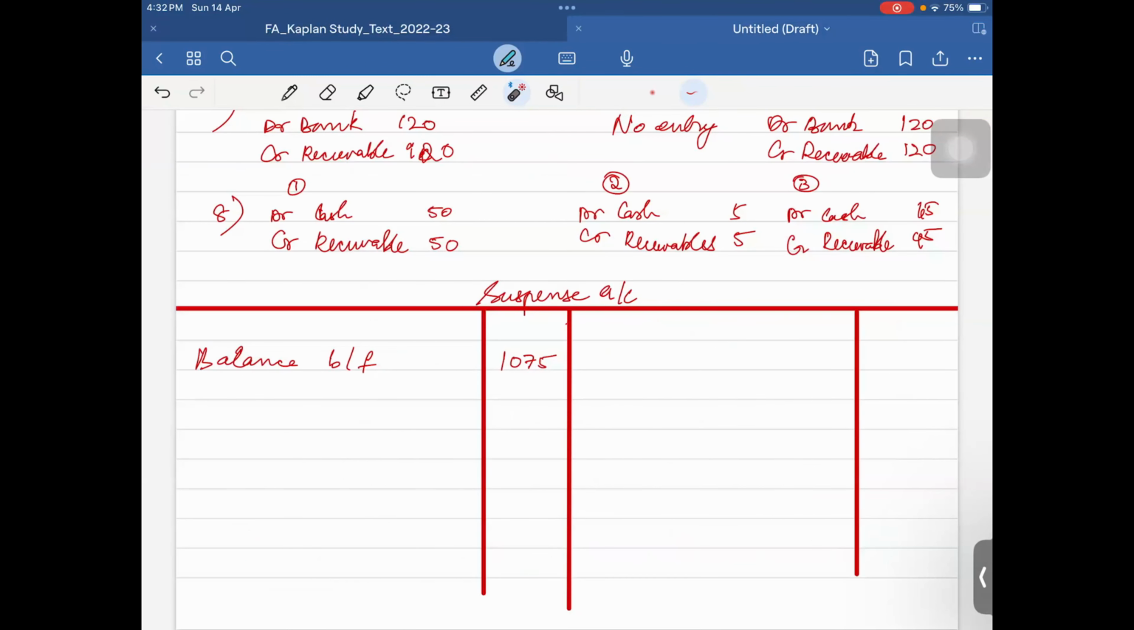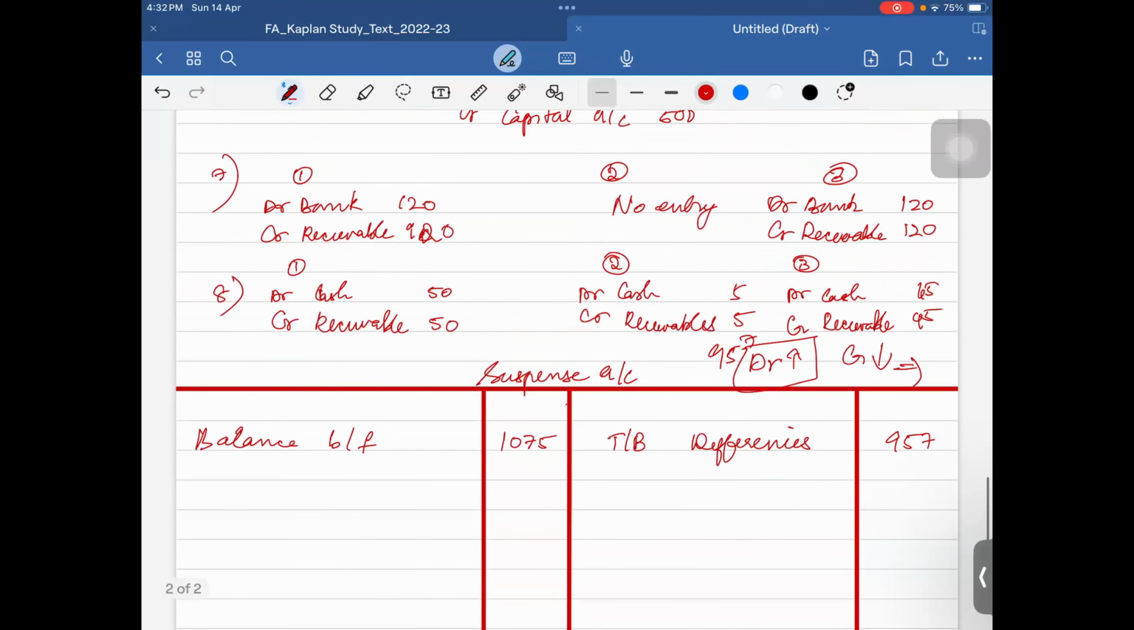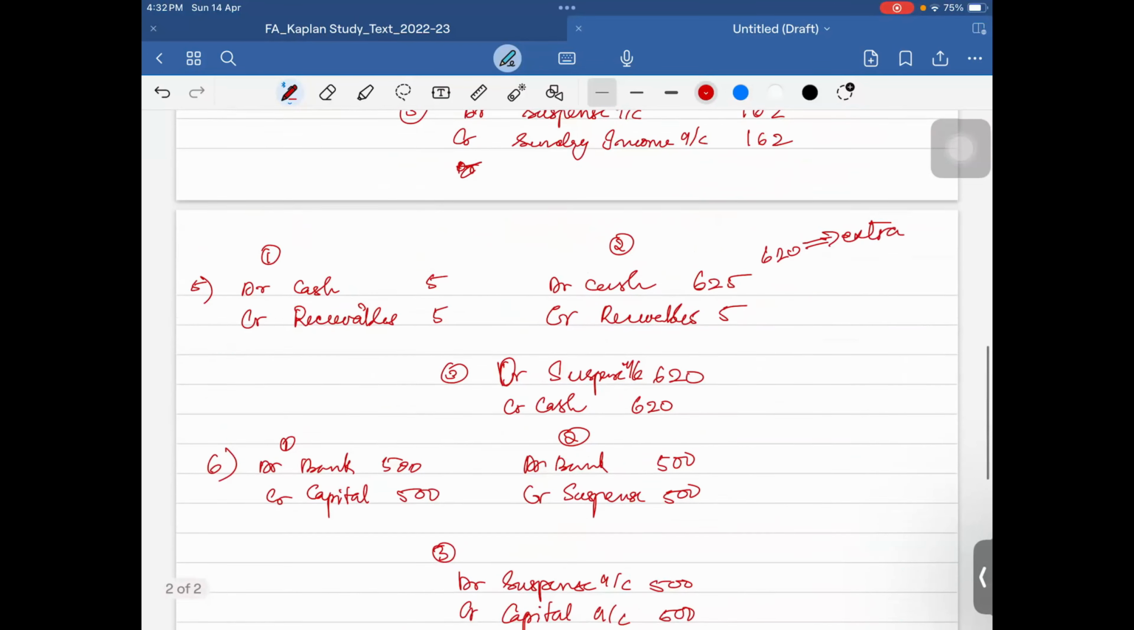So that particular balance would be taken here. Trial balance differences. That is on the opposite side. 957. Clear? It's a debit. Debit side exceeds credit side. That is, debit is more and credit is less, right? You're going to take debit. That is, you have the 957 here. So you're going to take it on to the opposite side, the credit side. Clear?